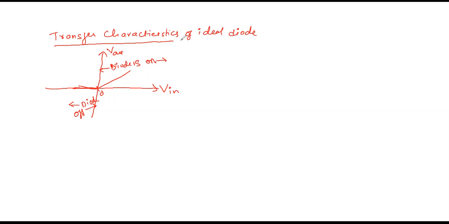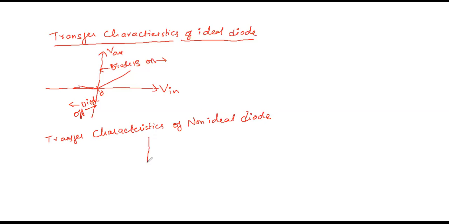That means if you select it as a default, an ideal diode, it will start from 0. If it is not an ideal diode, what will the transfer characteristics be? So the transfer characteristics of a non-ideal diode. What will happen? For a non-ideal diode, it will conduct after the cut-in voltage of the diode. This is V input and this is V output. Okay. So the diode will conduct after the cut-in voltage.